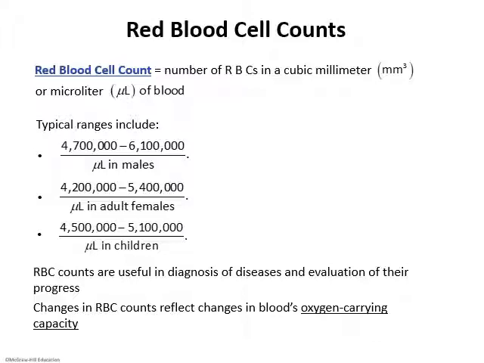Now, these red blood cell counts are useful in the diagnosis of disease and how that disease might be progressing. If the number is too low or too high, this is going to give us a good idea of what kind of condition the patient has, or is it getting better, is it getting worse? Additionally, the number of red blood cells is going to tell us about the blood's oxygen carrying capacity. So if the person's organs aren't getting enough oxygen and they're breathing just fine, it may be due to the fact that there's not enough red blood cells to carry that oxygen to the organ in need.